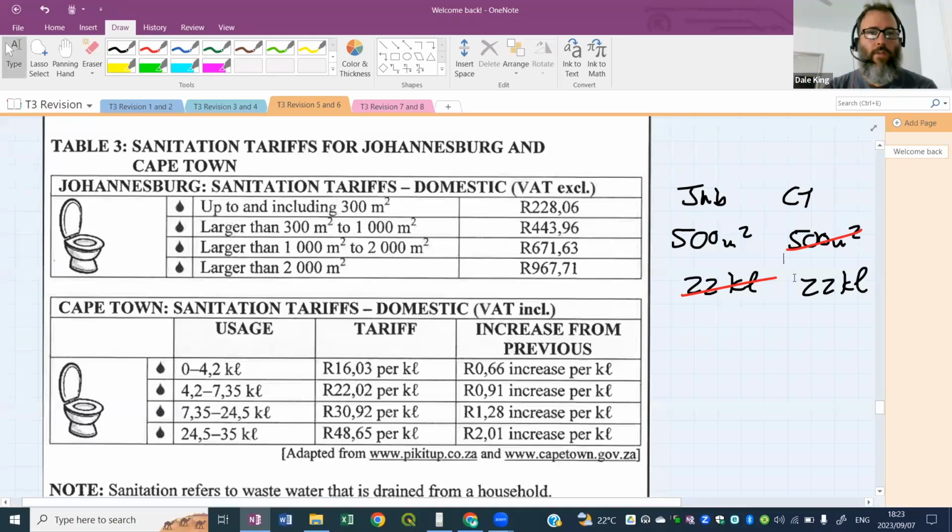So let's do the Joburg one first. Which bracket am I going to work in if I'm using 500 meters squared? The second one. All right. So that's the bracket we got to work with. And they say larger than 300 meters, less than 1,000. That's the bracket we're working in for sure. And it's a flat tariff of 443. And this is obviously per kiloliter. So the 22 will be used, but it's 443. Hold on. No, that's a flat tariff.